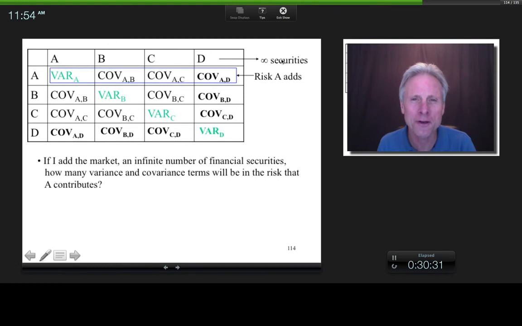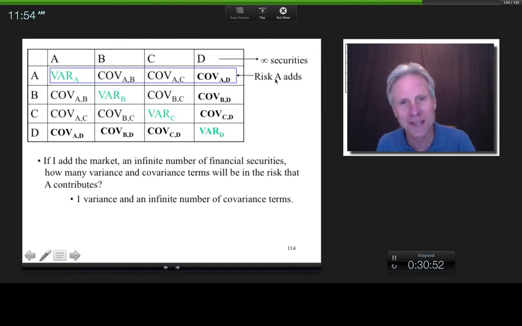And what about if I add the market? If I go all the way out to an infinite number of securities, every time I add another security, I go all the way out to infinity. How many variance terms will I have with as far as what A contributes? 1, right? And then how many covariance terms? Well, basically an infinite number of covariance terms. I mean, I guess you could say infinity minus 1. You know, same difference, more or less. So here's my question. Okay, now at this point, first of all, at least by assumption, is this a well-diversified portfolio with an infinite number of financial securities? It is, right?